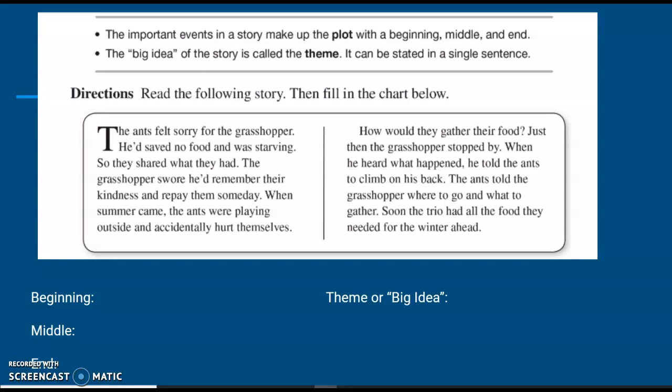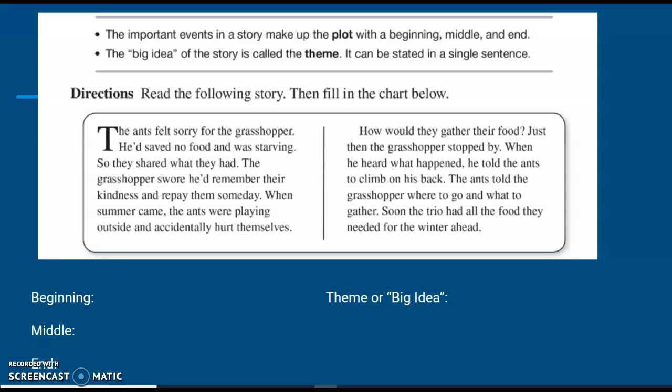So what do you think the theme or big idea, what lesson could the author have been trying to teach us? And I think that the theme is help others, because one day you might need someone to help you.